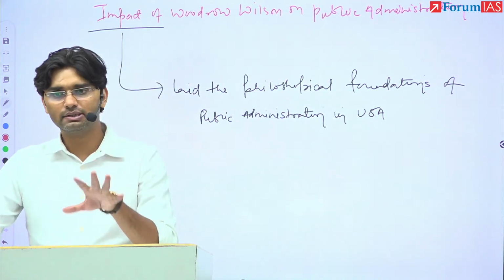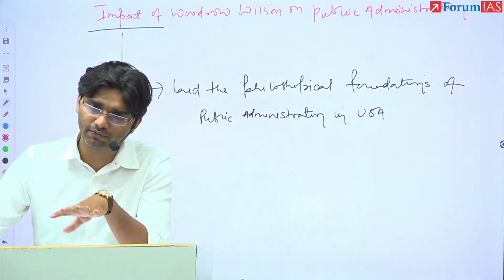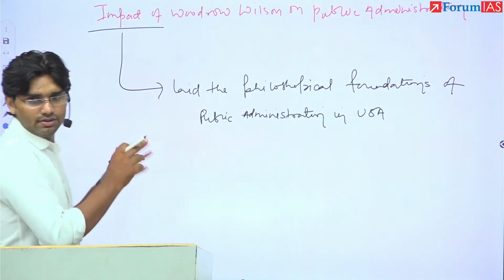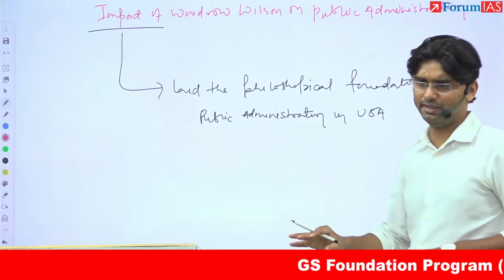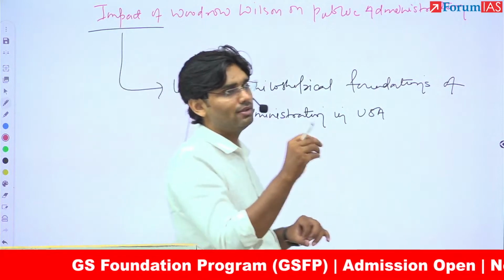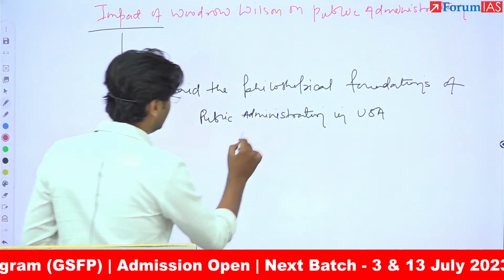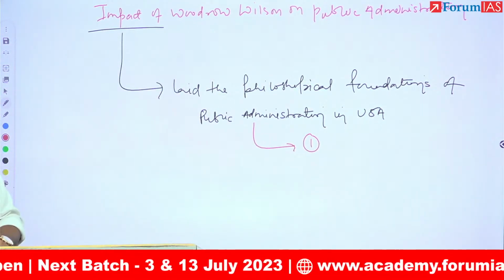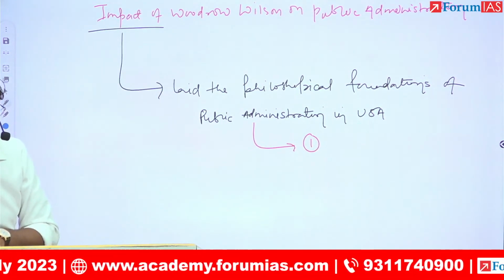So, what are some of the unique things which make administration different, so that now it is time to study, right? This you are not going to find in any book, so please write whatever I am writing. These are some of the unique points which later on came to be a factor for developing public administration as a discipline. In short, we say that he laid the philosophical foundation of public administration in USA.